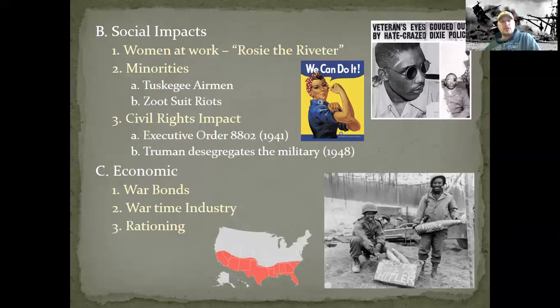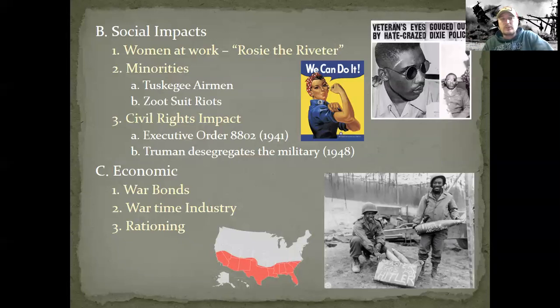But let's talk at the beginning there, women at work, Rosie the Riveter. Women begin working in industrial settings throughout the country. While men may be flying the airplanes and driving the tanks, the women are building them back home. The number of women in the workplace rose from about 13 million at the beginning of the war to 19 million by the end of the war. So you see basically a 35% increase in women at work during this period.